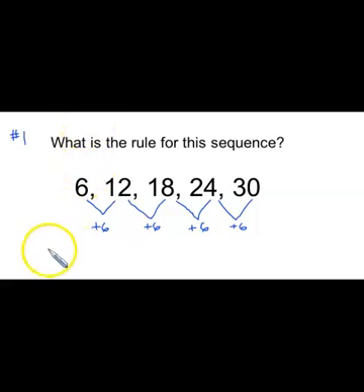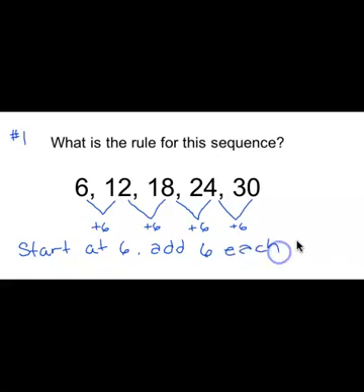So for this one, we're going to say start at 6, add 6 each time. And that's how we got all the way to 30, right? Start at 6 and add 6.